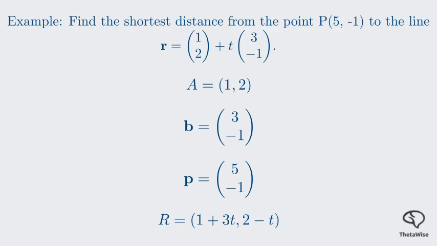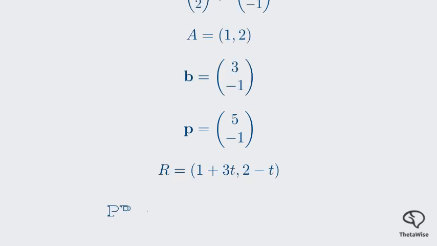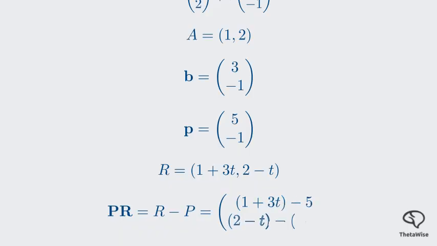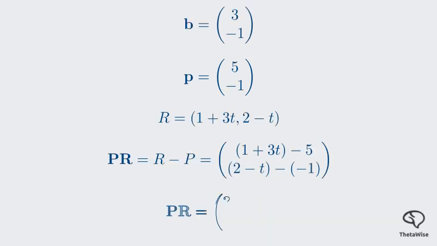Our next step is to find the vector PR. We do this by subtracting the coordinates of P from the coordinates of R. PR equals the coordinates of R minus the coordinates of P. That gives us 1 plus 3t minus 5 for the x component and 2 minus t minus negative 1 for the y component. Simplifying, we get that the vector PR is (3t minus 4, 3 minus t).